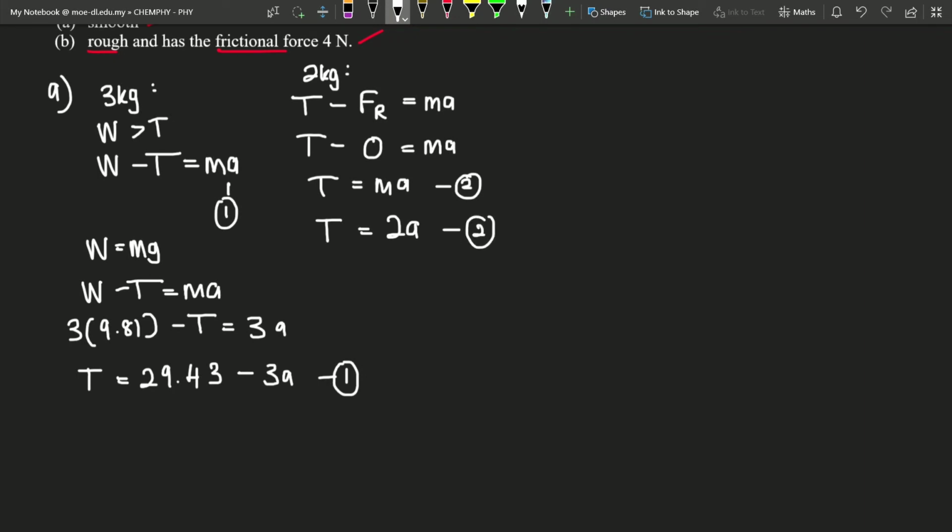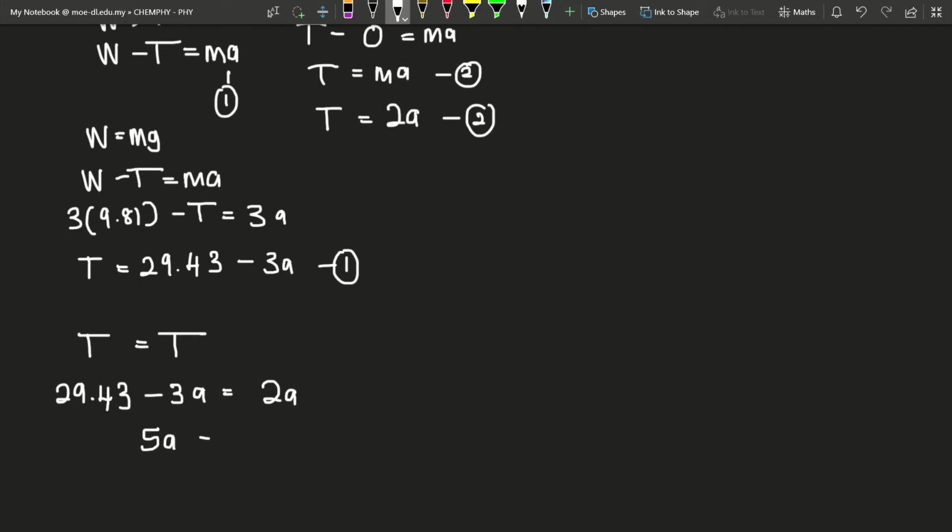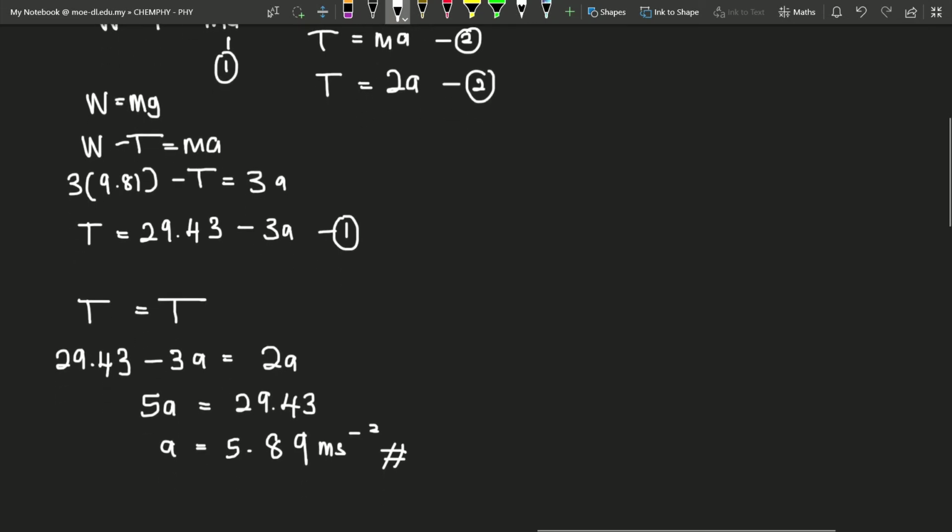So kita dah ada dua persamaan, baru boleh apply simultaneous equation. You guys tahu tension akan sama. T equal to T. So you got 29.43 minus 3A equal to 2A. So you got 5A equal to 29.43. Therefore your A, acceleration, pecutan, will be 5.89 meter per second square. So kita dah ada acceleration. Soalan minta acceleration dan tension, tegangan tali.